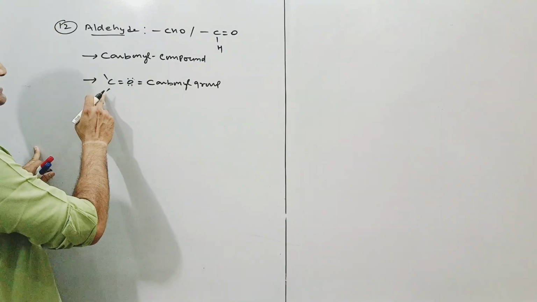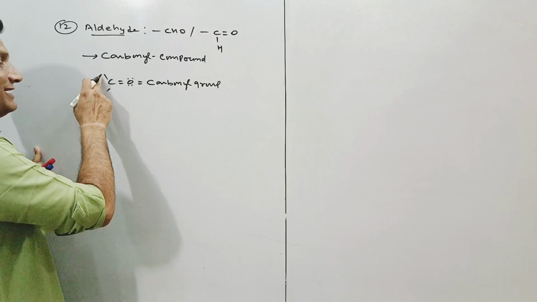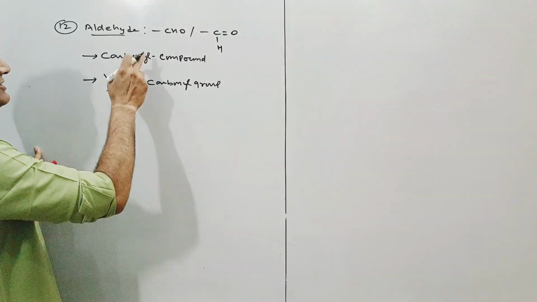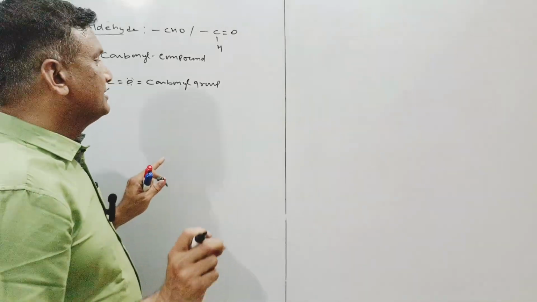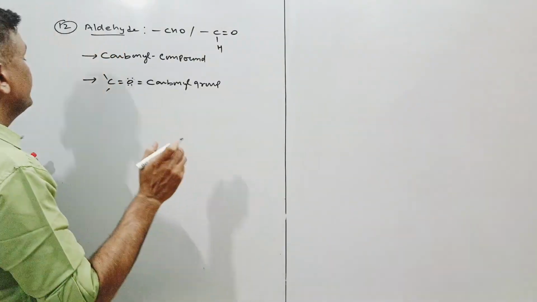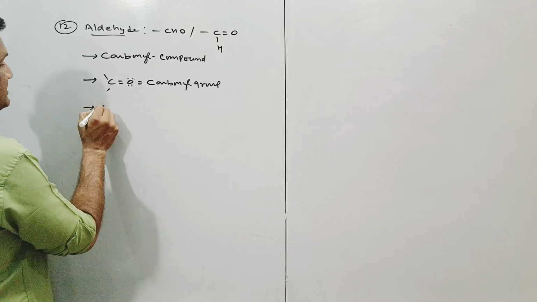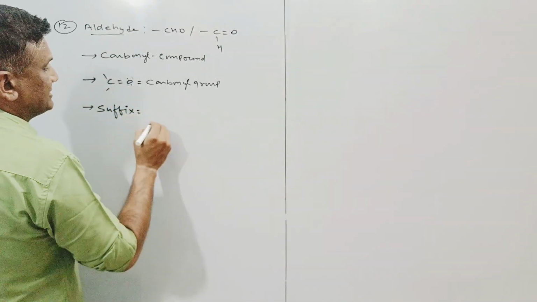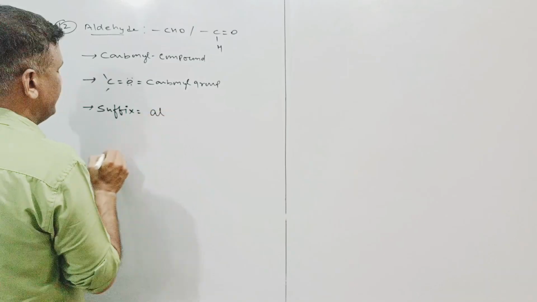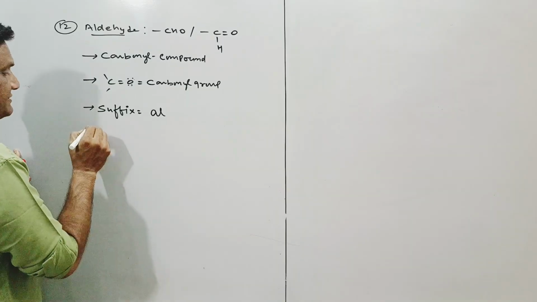If one of the free valencies holds hydrogen and the other holds an alkyl group, or both hold hydrogen, then that is called an aldehyde. And if both free valencies hold alkyl groups, then that is called a ketone. Further, we go with the suffix. The suffix will be al. It is a carbon containing functional group.